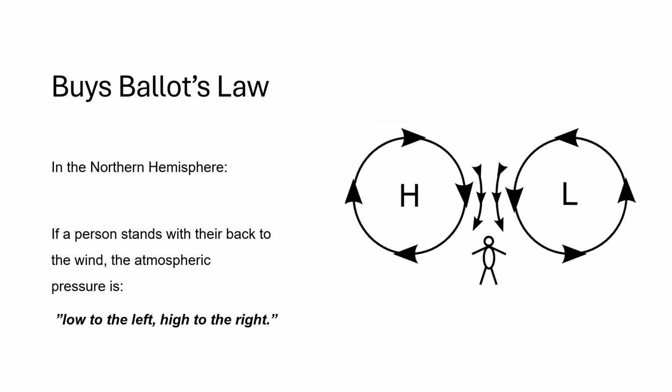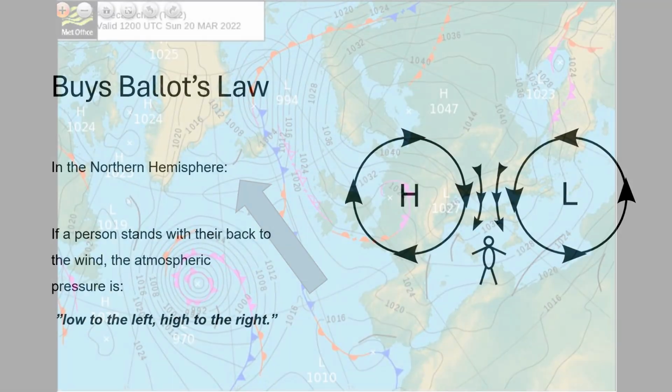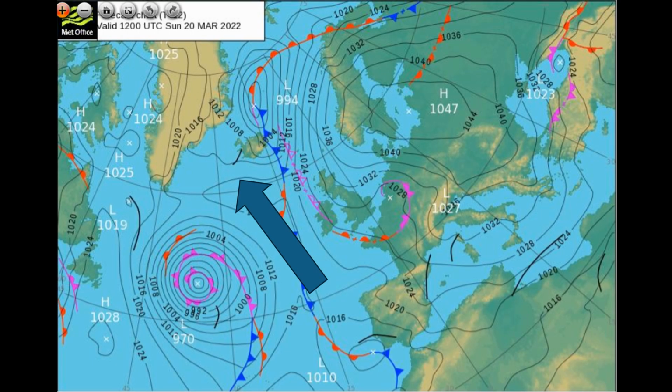In meteorology, there's something called Buys-Ballott's law. It's named after a Dutch meteorologist who first published the idea in 1857. The law states that if a person stands with their back to the wind, then the atmospheric pressure will be low to the left and high to the right. Remember, low to the left, and the rest then follows. On this synoptic chart, which shows a deep depression in the mid-Atlantic and a high pressure system over the eastern Baltic region, we can see that the winds will be generally southerly to the west of the British Isles.